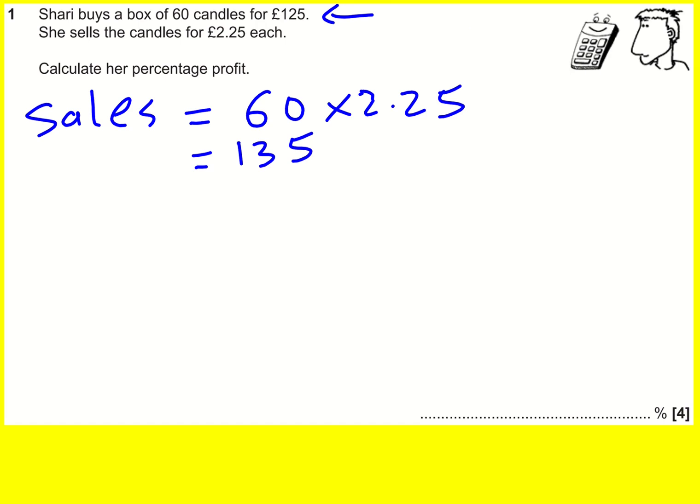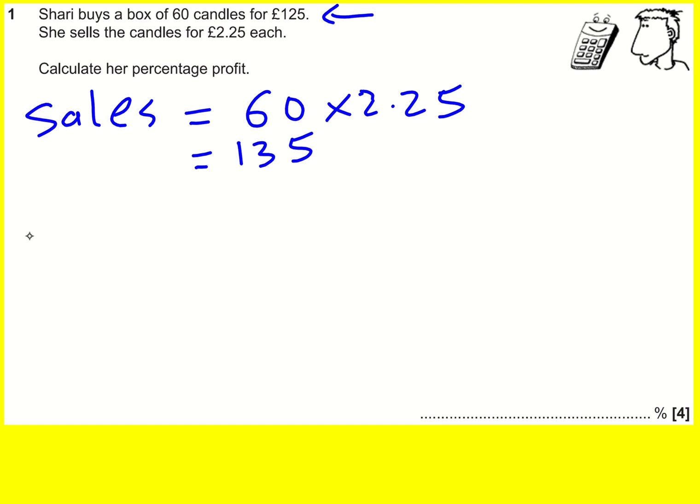Now, I'm going to talk about two different ways to get the percentage profit. The way that I really like, but you need to have an understanding of multipliers, or a formula you can use, but you have to learn that formula. So both have kind of got their advantages. I think the multiplier way is the best way because it also gives you applications to other questions.